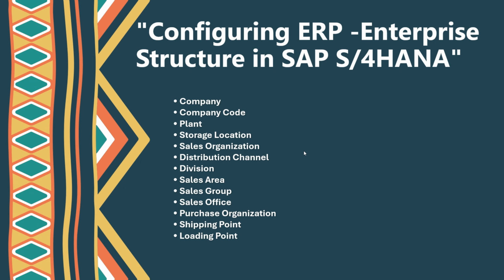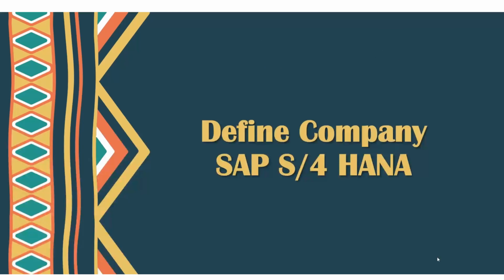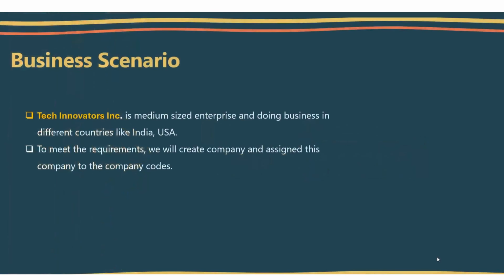So let's get started. We are diving into how to define a company in SAP S/4HANA. Before we start, here is the business scenario. Imagine we are working with our fictional company, Tech Innovators. It's a fast-growing enterprise in the laptop manufacturing industry. They are doing business in multiple countries like India and the USA, and they need to consolidate their financial data to keep everything on track.